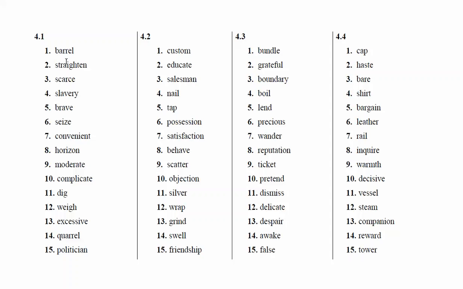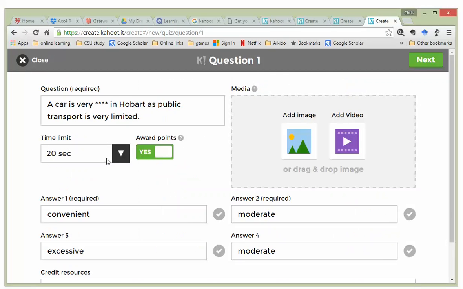So which of these words are adjectives? Oh, hang on, there's an adjective there. What about a car is very convenient? That's a good answer. So I think that's the correct answer, so I'm going to put that in my answer. Here we go, convenient. Now I think that's the correct answer, so I'm going to click that one. It is correct because I've made that green, right?